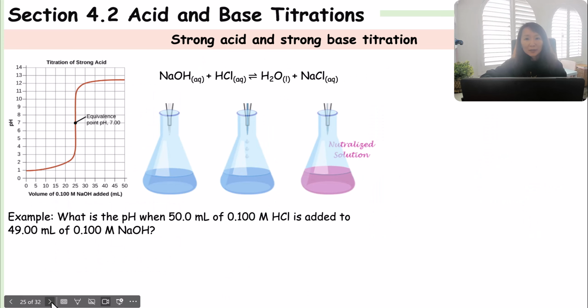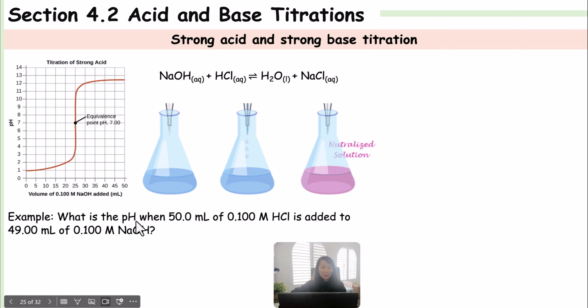So let's do a little bit of an example regarding the strong acid and strong base titration. Here it says, what is the pH when 50.0 ml of 0.100 molarity hydrochloric acid is added to 49.00 ml of 0.100 molarity NaOH solution? So here what it's saying is, hey, you have acid of 50 ml here.